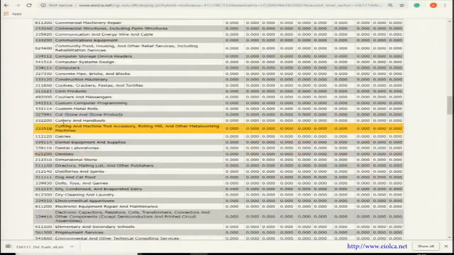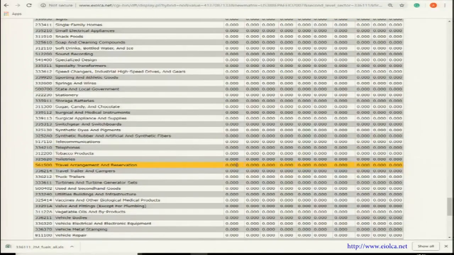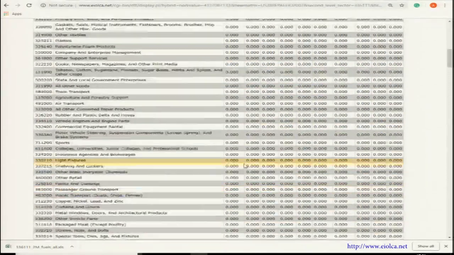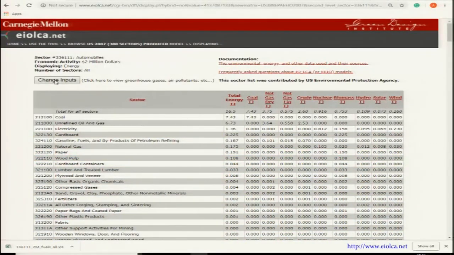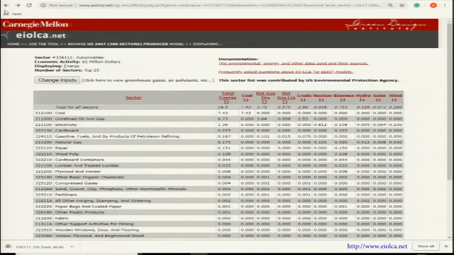You can see that for most of the sectors here, it is showing 0.000. It might be negligible, like 0.00001 something, but as it shows results only up to 3 decimal places, those results are not shown here. So, this is how we use the EIOLCA. Let me try to pick some other category now.